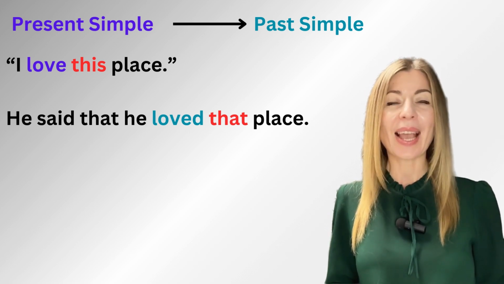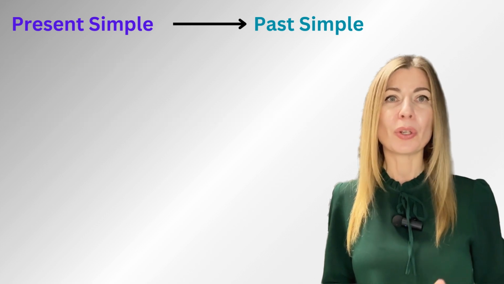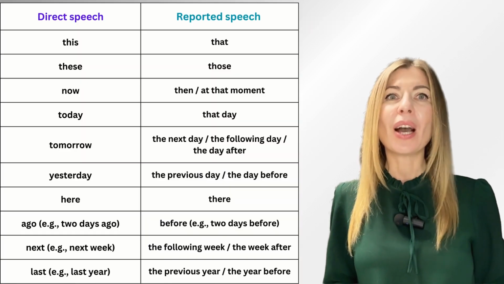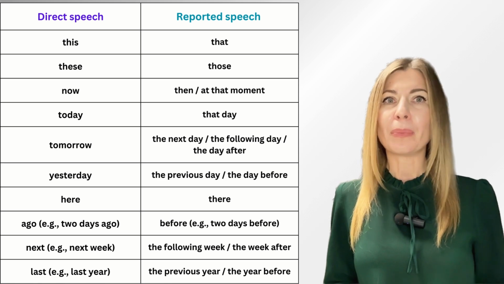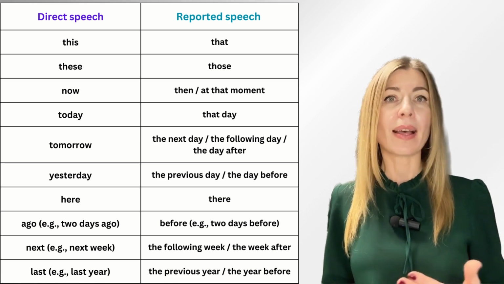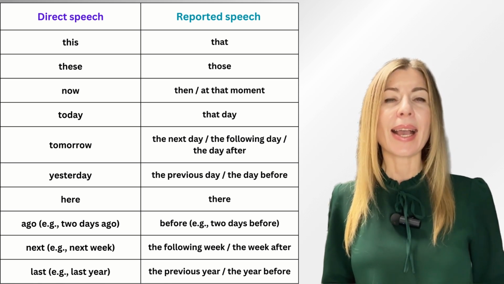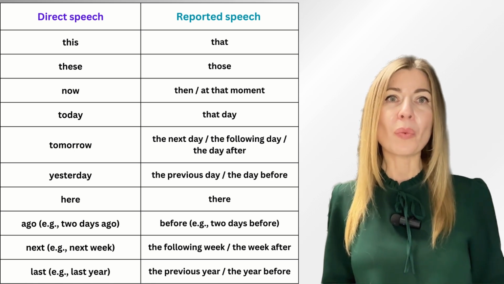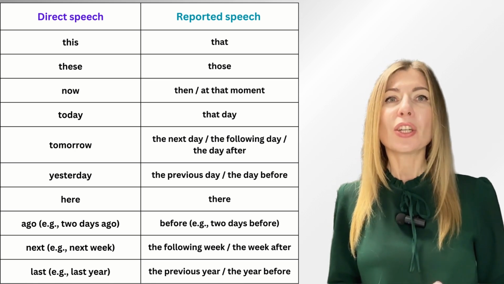Why is this? Well, there is a list which I'm showing you right now, a list of words. These are demonstrative pronouns such as this, these, and time words and place words that should be changed.